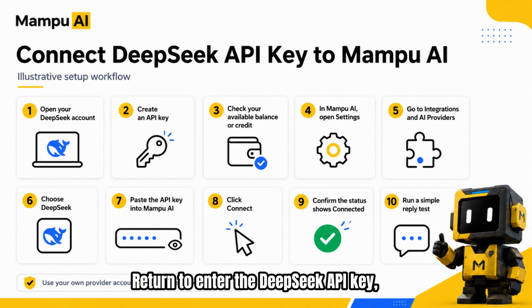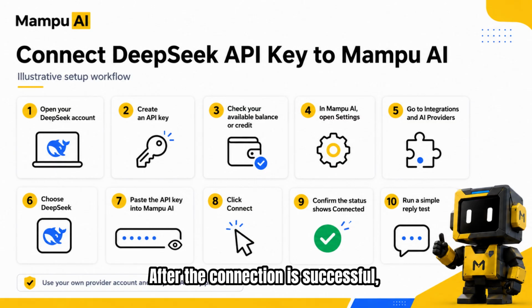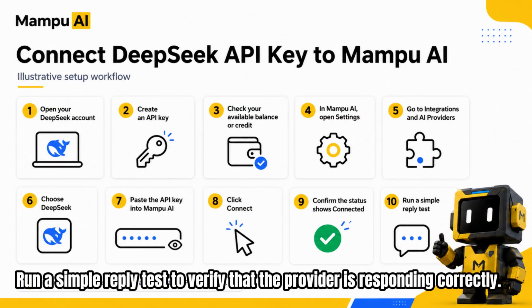Return to enter the DeepSeek API key. Save the connection and confirm the connected status. After the connection is successful, run a simple reply test to verify that the provider is responding correctly.